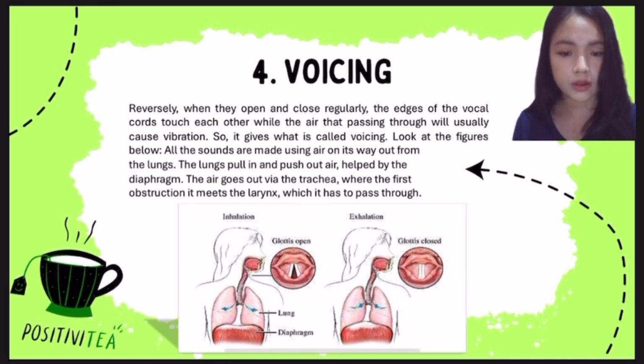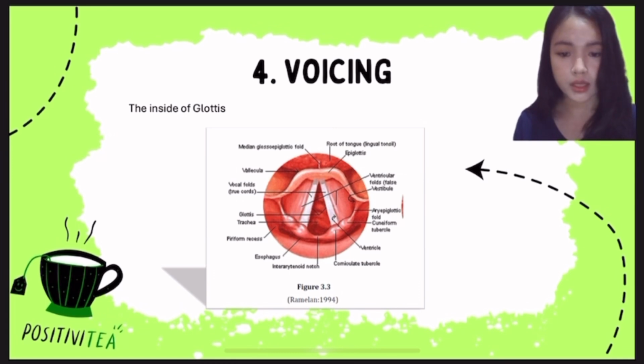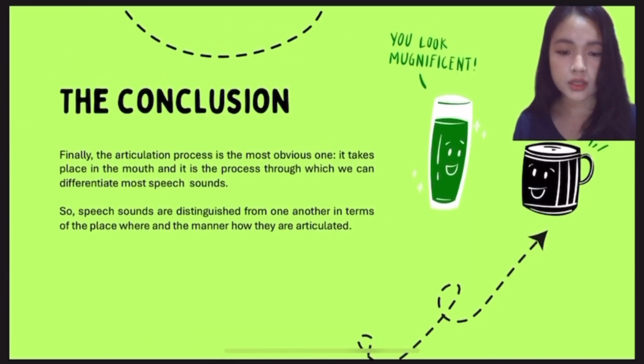Look at the figure below. All the sounds are made using air on its way out from the lungs, and the lungs pull in and push out the air helped by the diaphragm. And the air goes out via the trachea, where the first obstruction it meets is the larynx, which it has to pass through. Finally, the articulation process is the most obvious one. It takes place in the mouth, and it is the process through which we can differentiate most speech sounds. So speech sounds are distinguished from one another in terms of the place where and the manner how they are articulated.